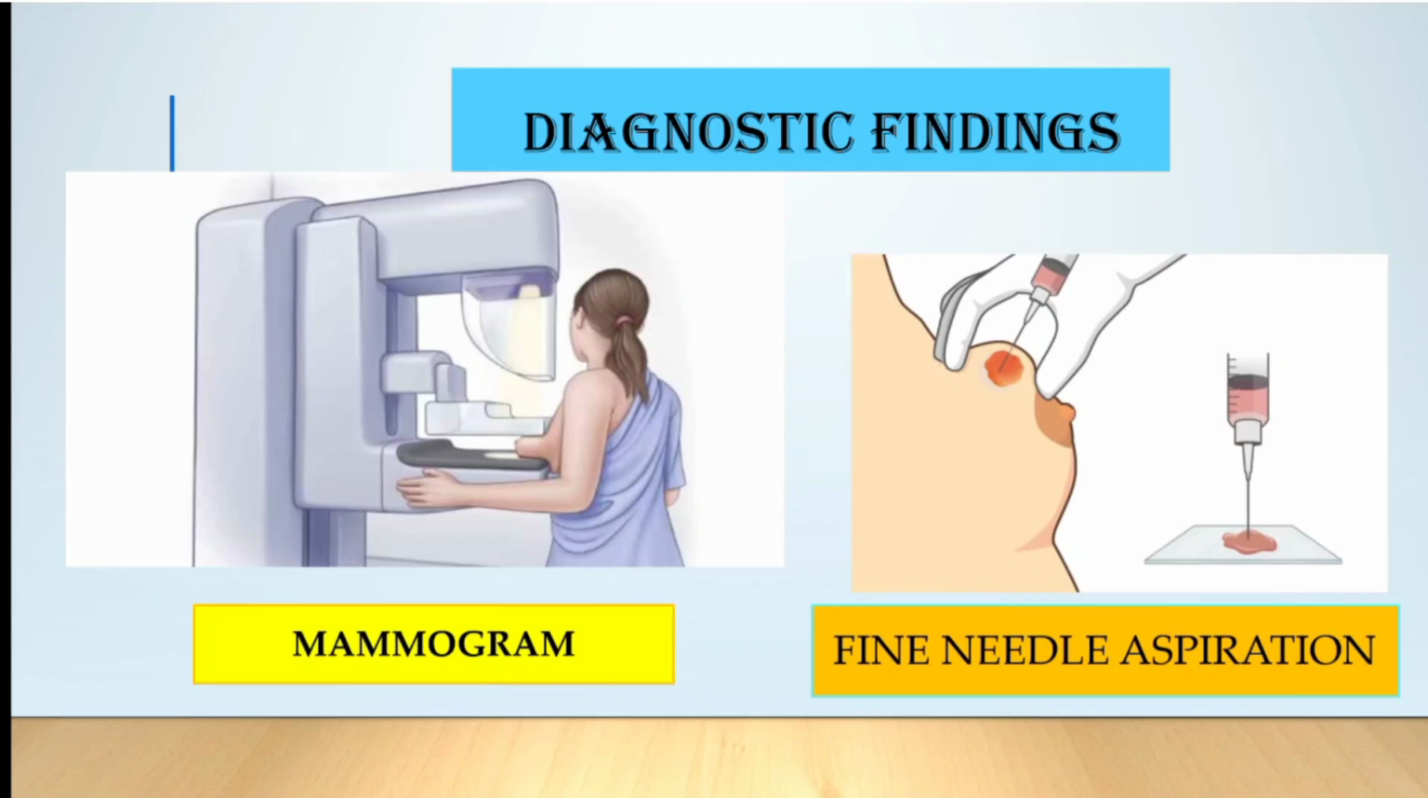If the mass turns out to be a cyst, after aspirating the fluid the lump will dissolve after some days. And if it is solid, again a cytologic examination is needed, and the specimen should be obtained from the patient.